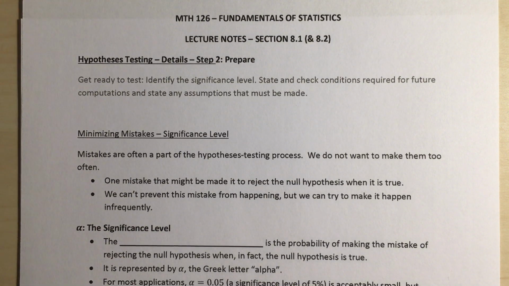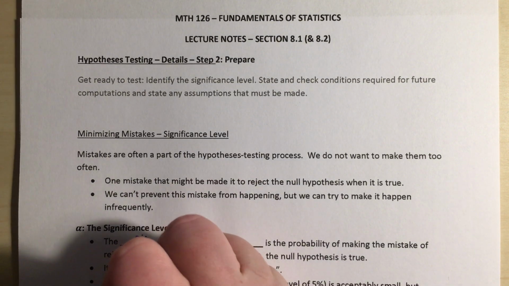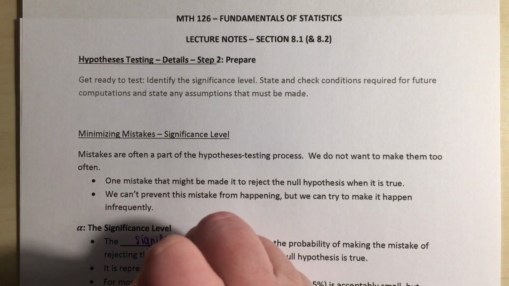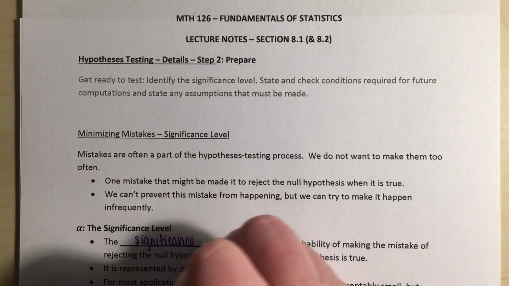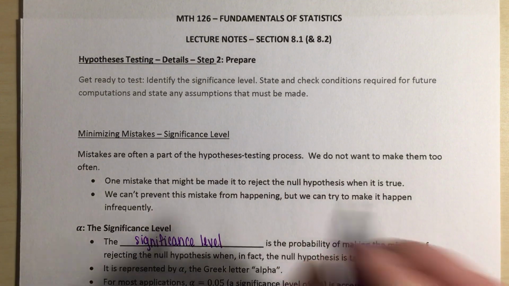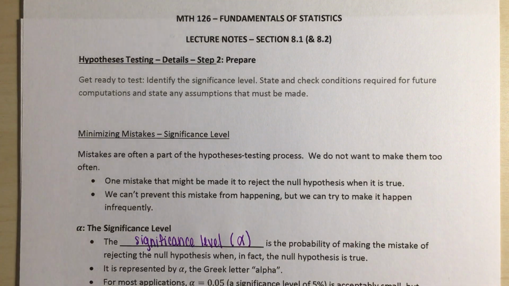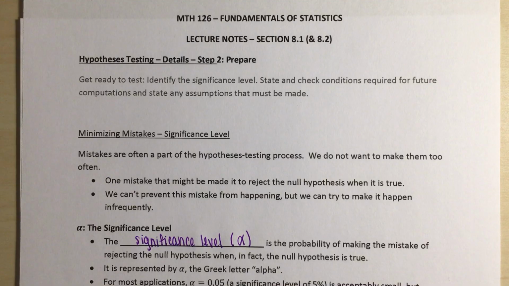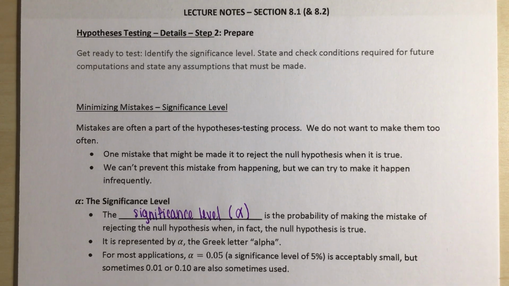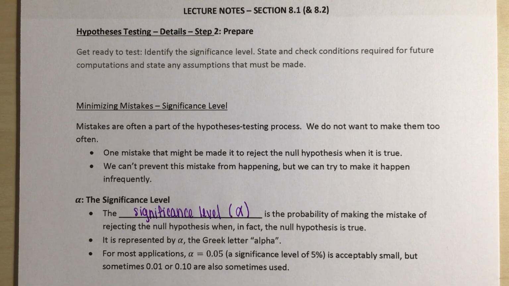Right? So the significance level, which is going to be represented by another Greek letter, the Greek letter alpha, is the probability of making the mistake of rejecting the null hypothesis when in fact it is true. Right? It is represented by alpha, the Greek letter alpha. For most applications, our significance level is going to be 0.05 or 5%. It's acceptably small, but sometimes we might use 1% or 10%.